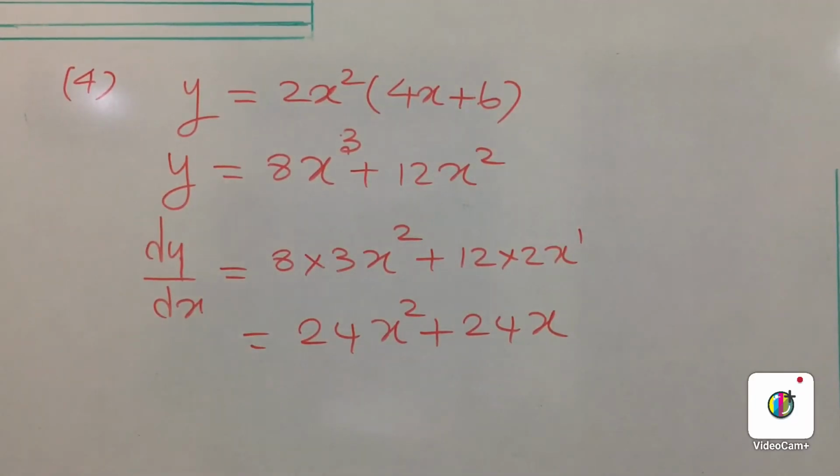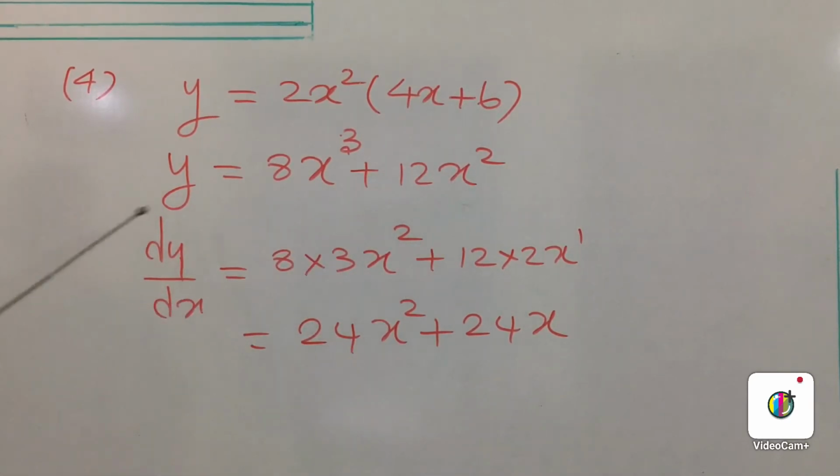Now you can see the fourth question, y = 2x squared (4x + 6). This type of question you should multiply inside. When you multiply, you take this and multiply with the 4x, that is 8x cubed: x squared into x, x cubed, 2 into 4, 8. After that you take this 2x squared and multiply with this 6, that is 12x squared.